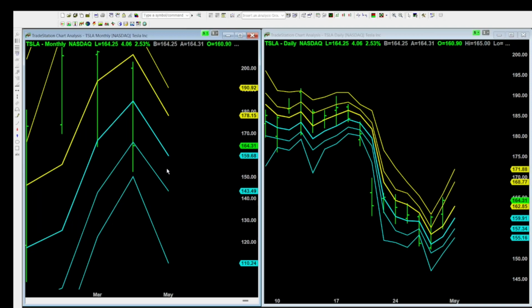Next month it may push up to this $178, but there is still a very high possibility it will drop down to this $143. If this does not hold very well, it may even drop down below this $143.